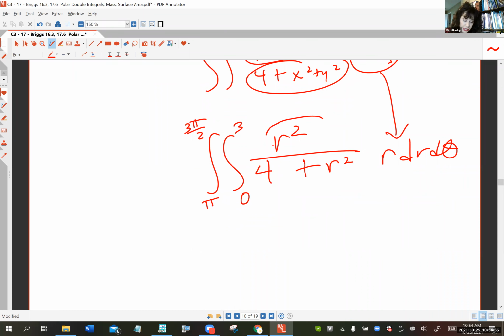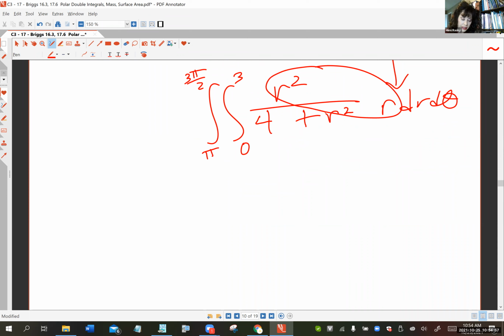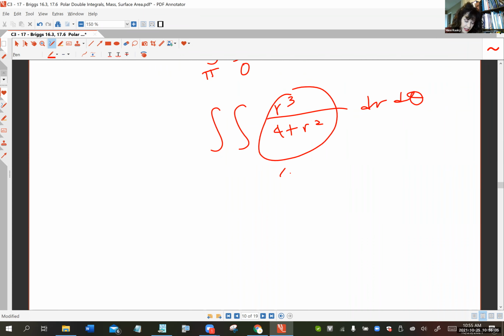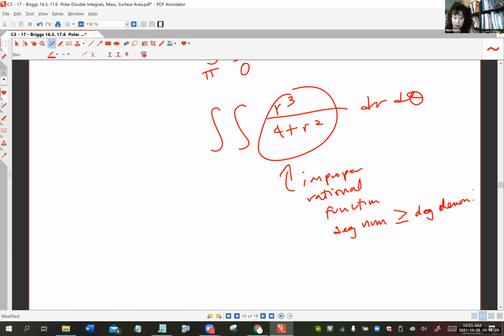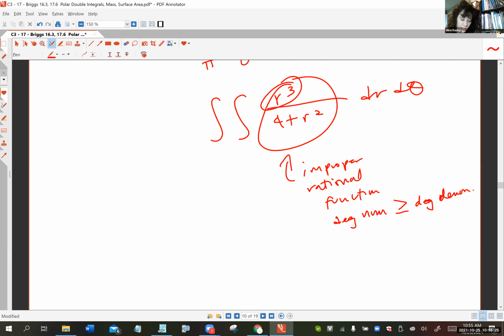Now what? You're going to need to multiply the factors of r together there in the numerator to get a single factor of r. And this is where students lose it, because this is what we call an improper rational function. Why is it improper? It's an improper rational function when the degree of the numerator is greater than or equal to the degree of the polynomial in the denominator. And here, the degree of this polynomial in the numerator is 3, and the degree of the polynomial in the denominator is 2. So we definitely have an improper rational function.